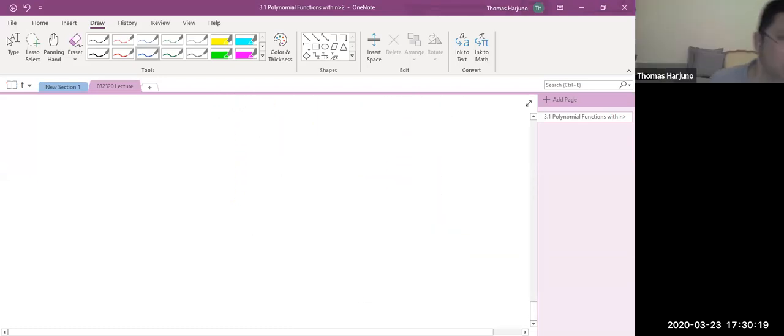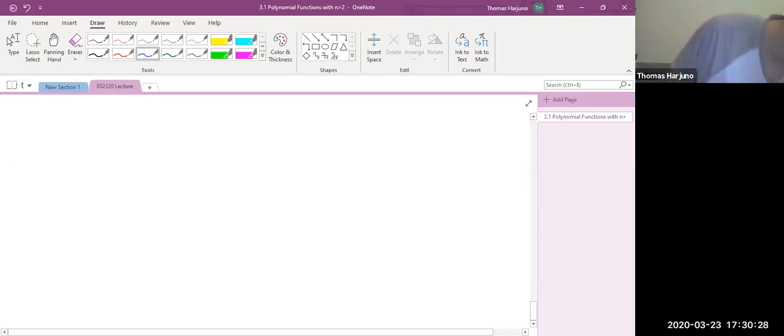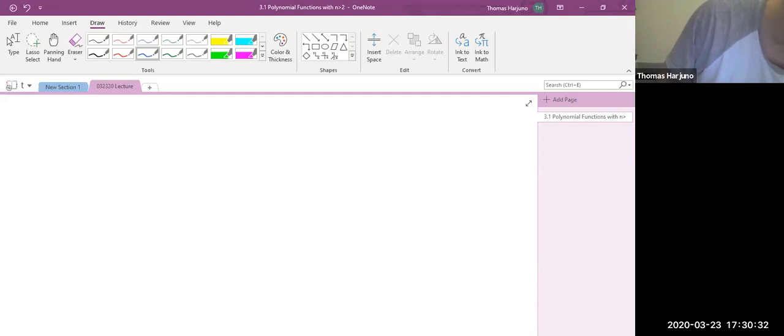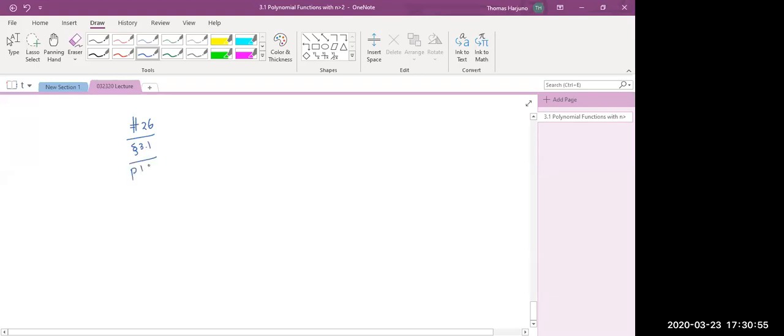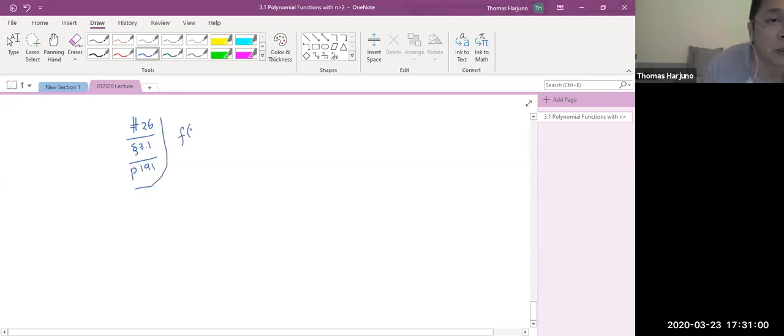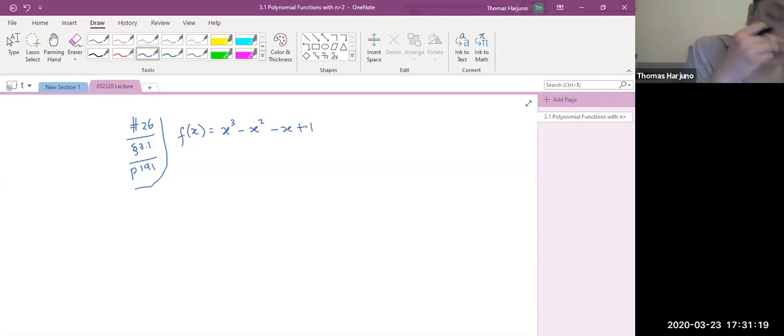Now let me pick a question from our textbook. Let me pick number 26, again from section 3.1. What page is that? Page 191. Thank you. And we have the function f(x) equals x cubed minus x squared minus x plus 1. Now, let me give you 1 minute to factor this. Earlier we had the factored form, right? This time it's not factored, but we can factor it.